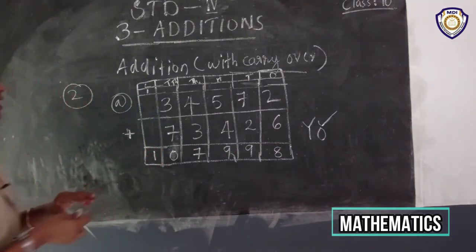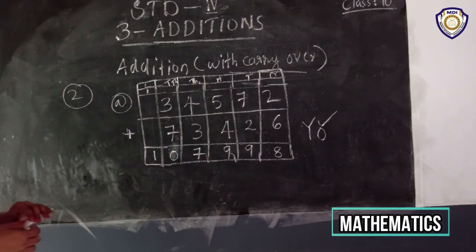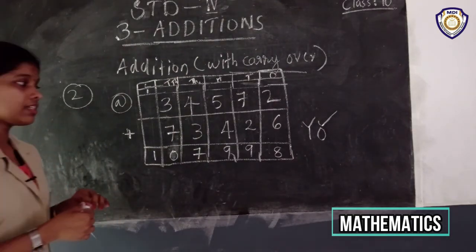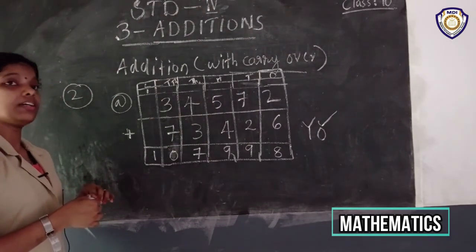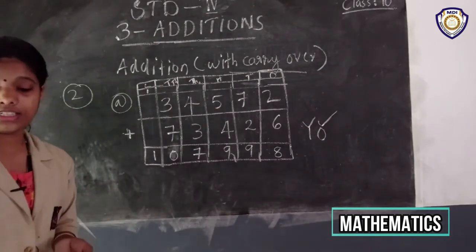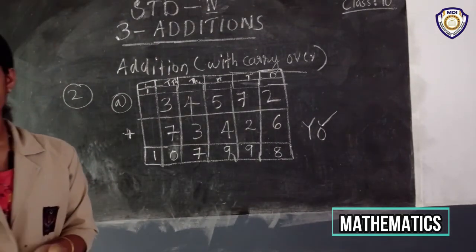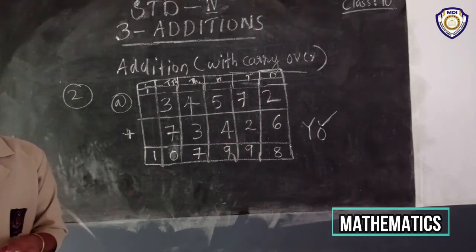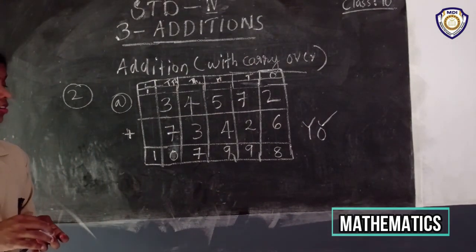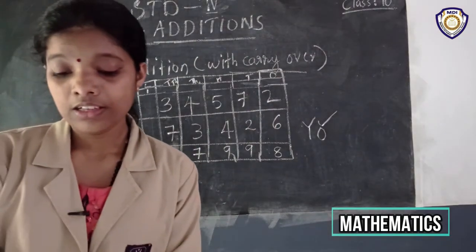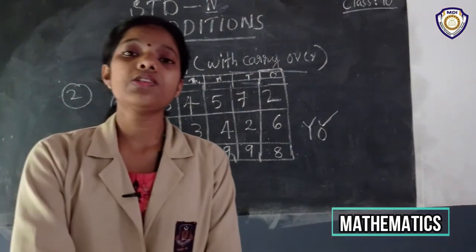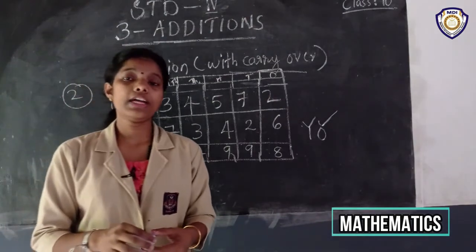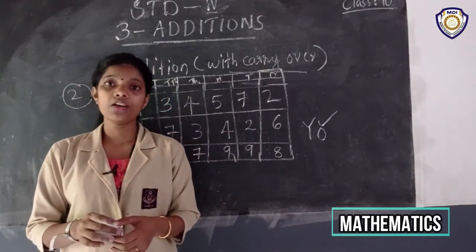Okay. Answer is 1 lakh 7,998. Okay. Write it. Write in your textbook. Did you finish? Okay. Then students, the rest are your homework. Today's topic is over. If you have any doubt in this topic, please ask me. Okay, thank you.